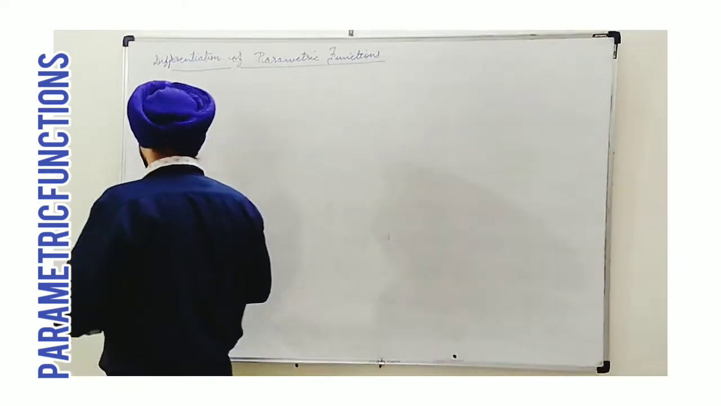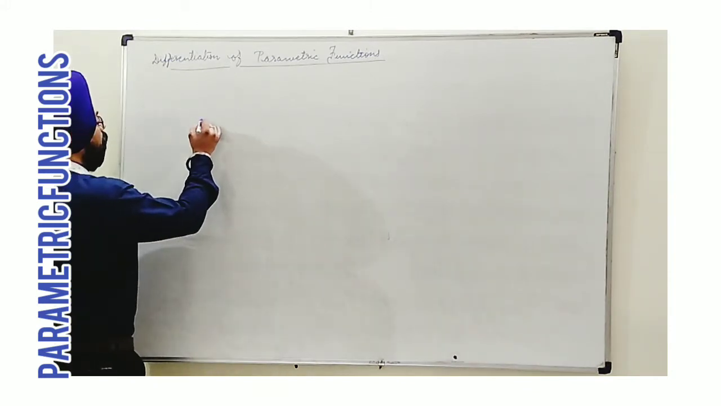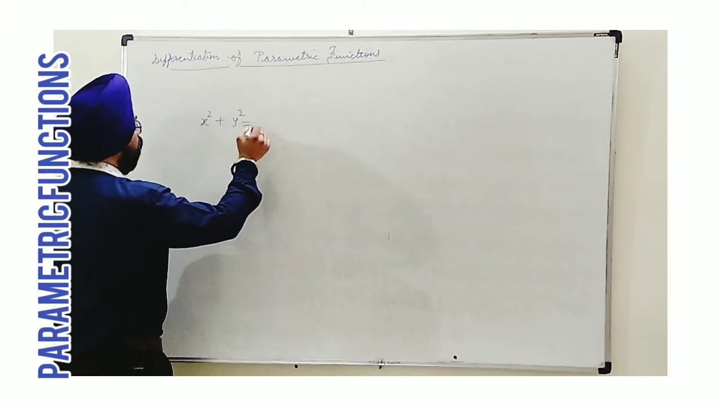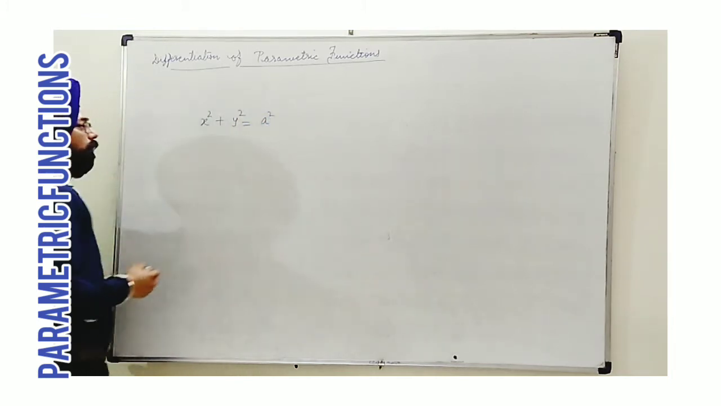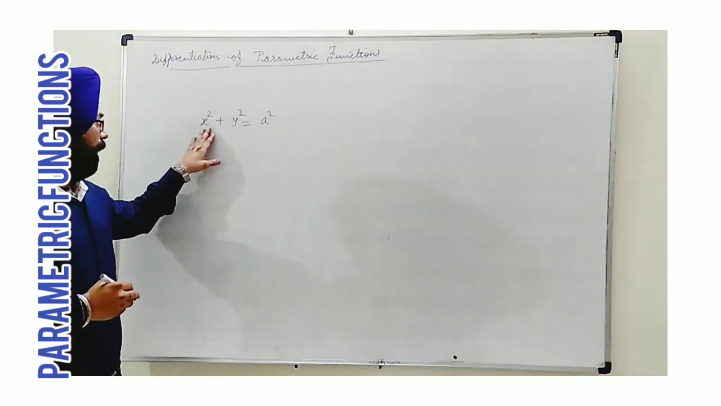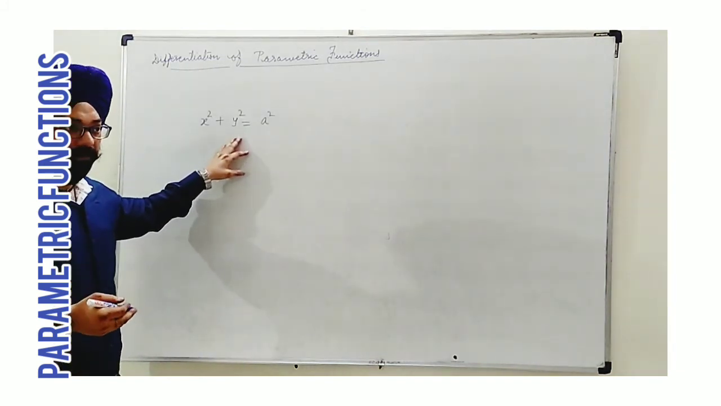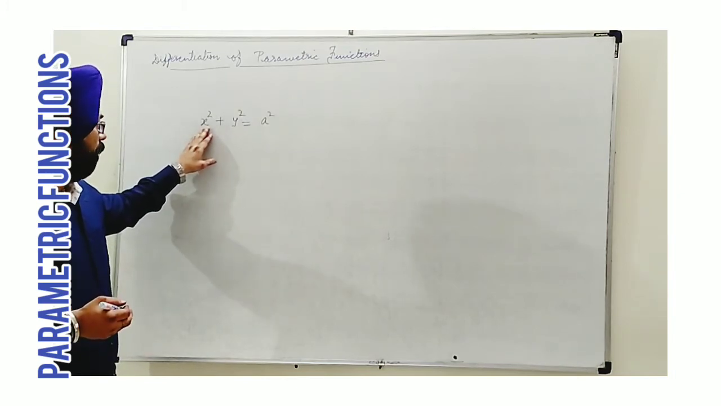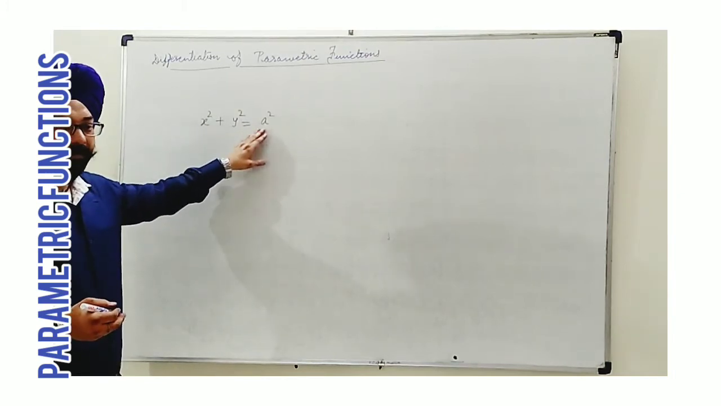Actually, the parametric function is a form obtained from the implicit form only. Like one example, here I take a simple example: x square plus y square is equal to a square. This is the equation of a circle with origin (0, 0) as the center. X and y we have taken as the variables. In general, we take a function in terms of x and y. Now, a is here the radius.